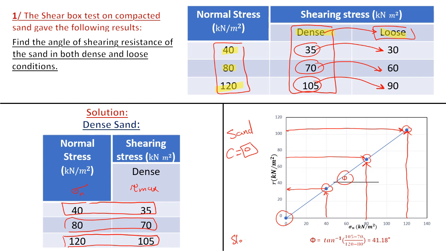So the slope of this straight line is equal to delta y over delta x. Just take any 2 points on the straight line and use this equation to measure the slope. So if you take, for example, the points corresponding to the second and the third test, you have delta y over delta x equal to 105 minus 70 over 120 minus 80. So tan inverse of this slope will give you the value of phi, which is equal to 41.18 degrees.